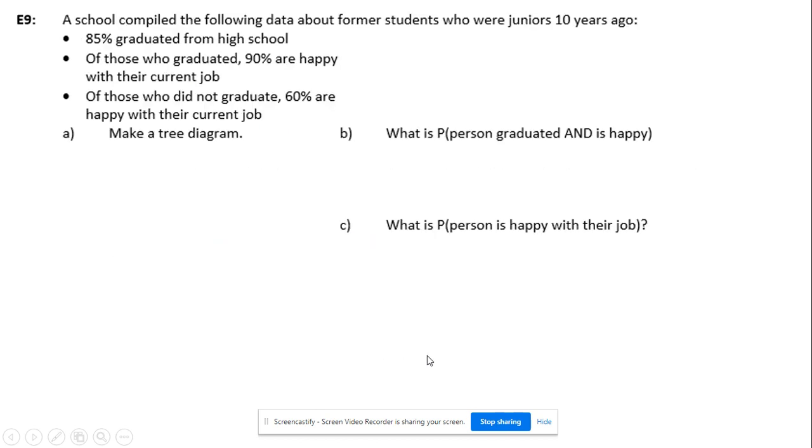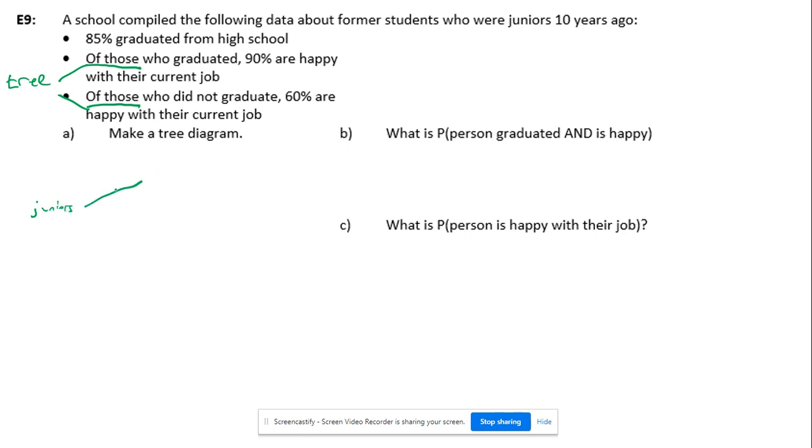The last type of problem I want to do today is a tree problem. And tree problems come up anytime you see the words "of those." As soon as you see that, it tells us make a tree. So a school compiled the following data about former students who were juniors 10 years ago. 85% graduated from high school. So here was all the juniors.